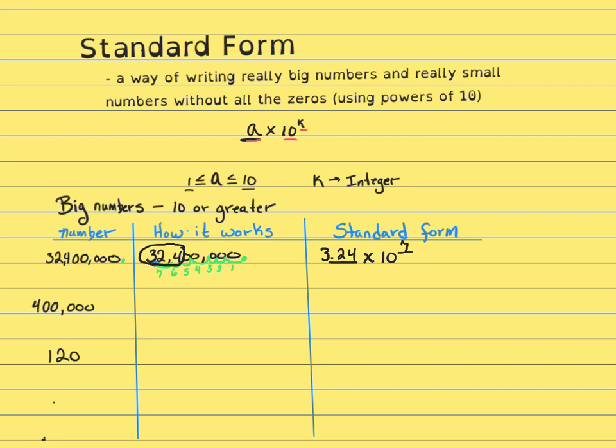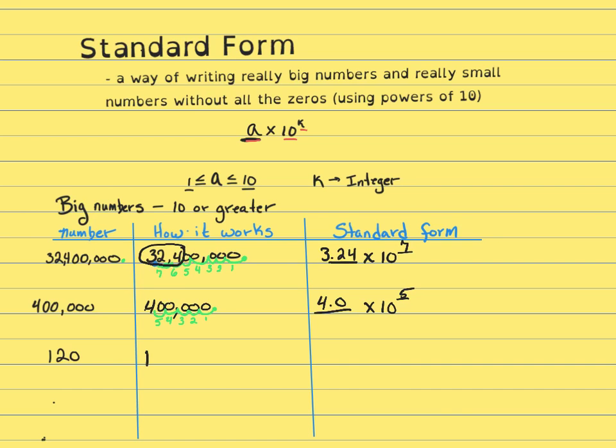Let's do another one. So I'm going to rewrite 400,000. And I want to figure out how many times I have to move it. So the decimal will start here, and I have to move it 1, 2, 3, 4, 5. So making this in the form of some number times 10 to a power, I would have 4.0 times 10 to the 5th.